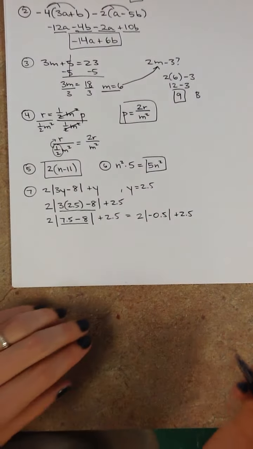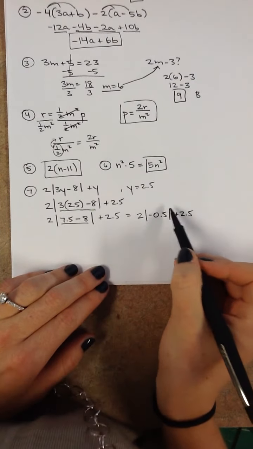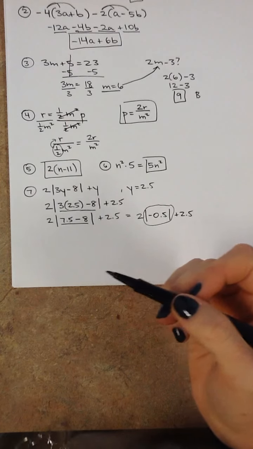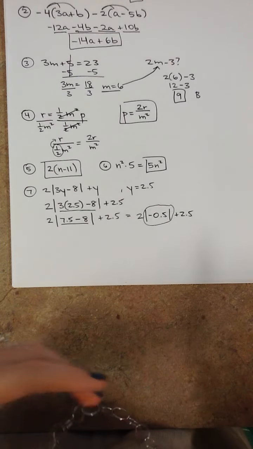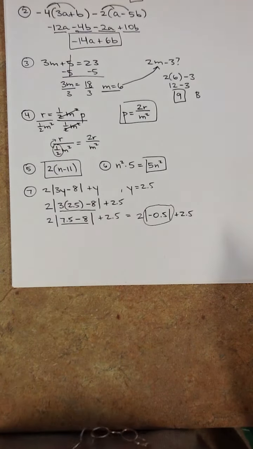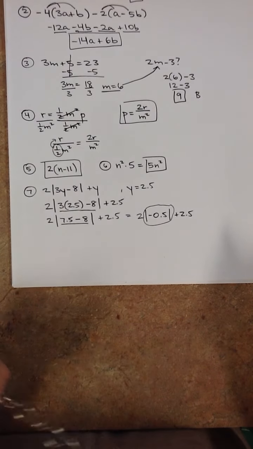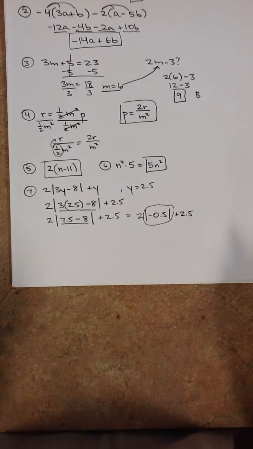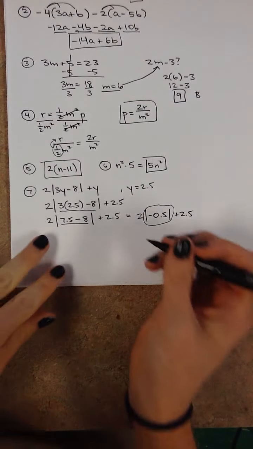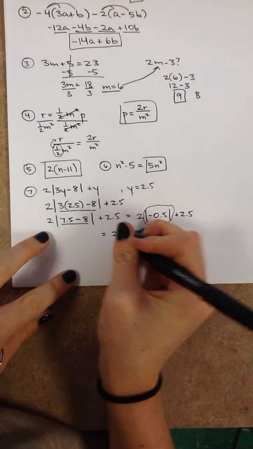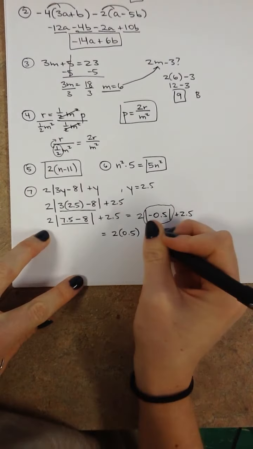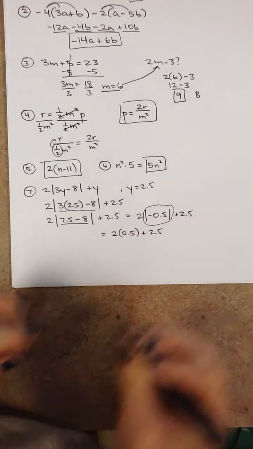Okay, then the next thing I'm going to do is simplify the absolute value part. So remember the way that absolute value works? Even if you've got something that's negative inside the absolute value, it always comes out positive. So the absolute value of negative 0.5, that means we want to know how far negative 0.5 is away from 0. And its distance would just be a positive 0.5. So the absolute value of negative 0.5 is positive 0.5, and then I add 2.5.